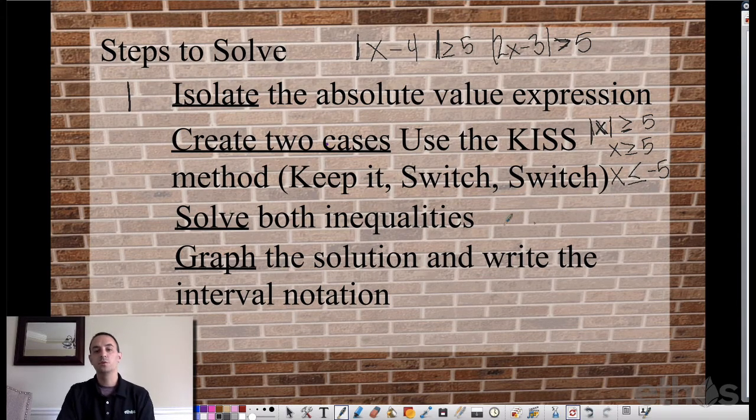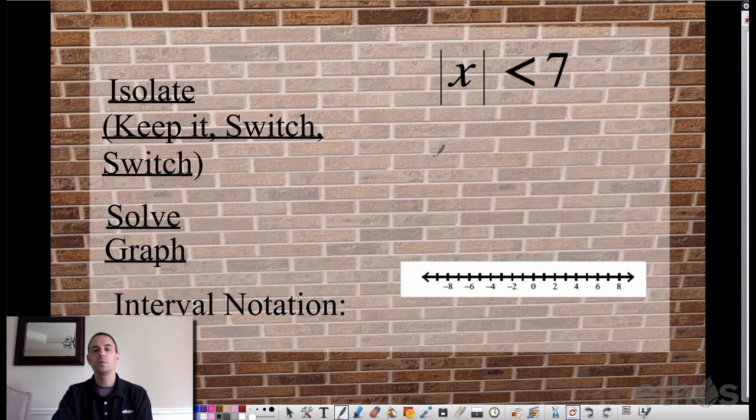And then if there's more to it, we'll solve the inequality. So if it was something like this one, we'd solve the inequality here. And then we graph the answer. Okay, and that's what we're going to walk through today. So let's kind of work our way through it.